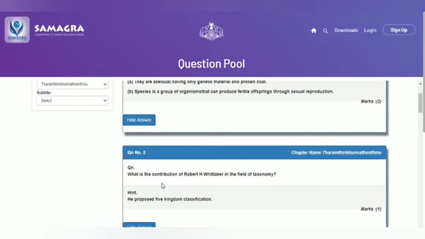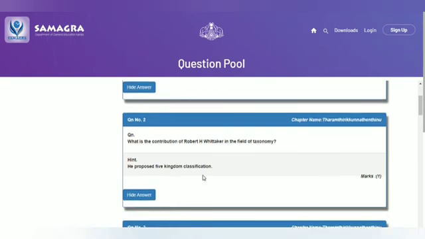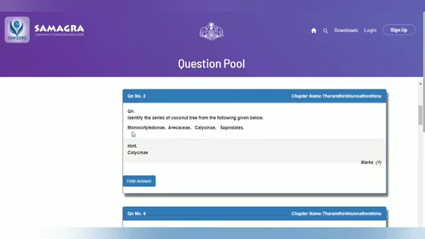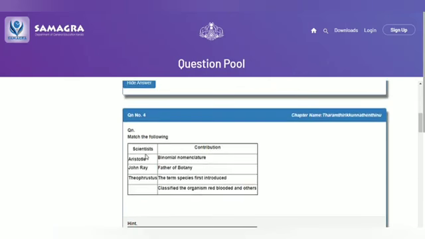What is the second question? What is the contribution of Robert H. Whittaker in the field of taxonomy? Whittaker proposed the 5 kingdom classification. Identify the series of the coconut tree from the following: Monocotyledonae, Araceae, Calcaneae and Sapindales. That is Calcaneae. Match the following.